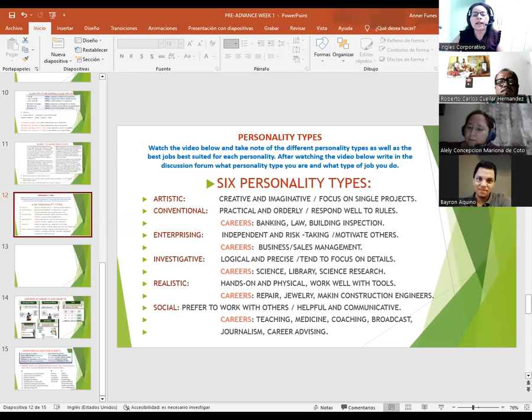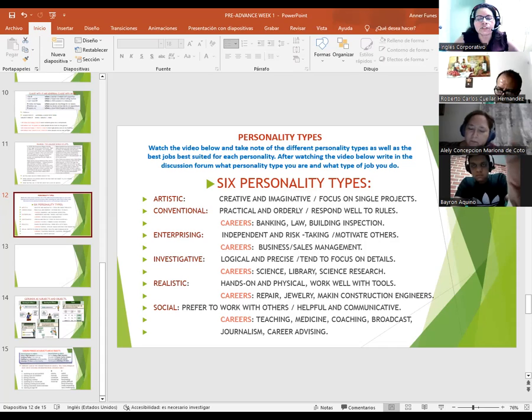Van a anotar los tipos de personalidades que escuchen, la información más relevante. Yo aquí tengo algo ya, pero se lo voy a poner. And then please pay attention. Personality types. Excuse me, teacher. This is exercise a platform? Yes. But anoten ahorita lo que escuchen. Los tipos de personalidad, personality types.